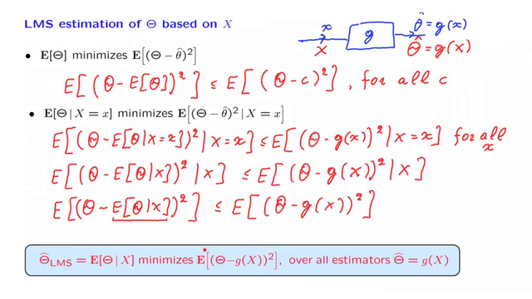So to summarize, the conditional expectation of theta, viewed as a random variable, as an estimator, what we call the LMS estimator of theta, has the property that it minimizes the mean squared error over all possible alternative estimators. So if you want to design this box using some other function g, you're going to obtain a mean squared error that's going to be no better than what you obtain if you were to use the conditional expectation.